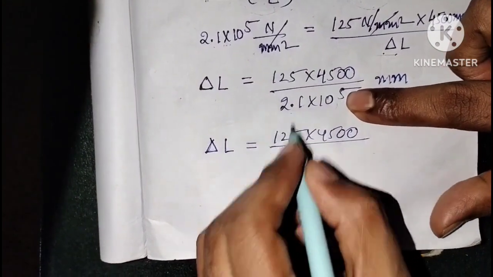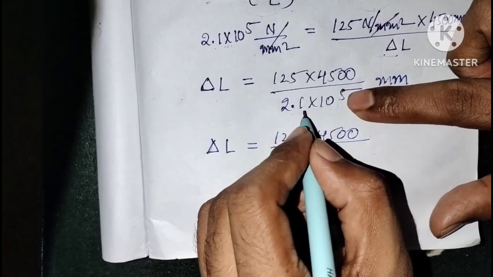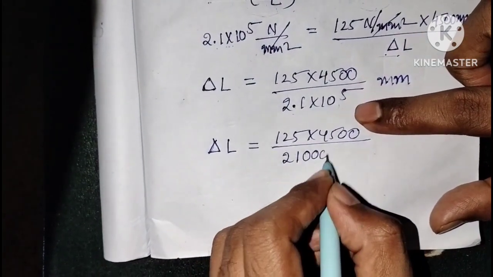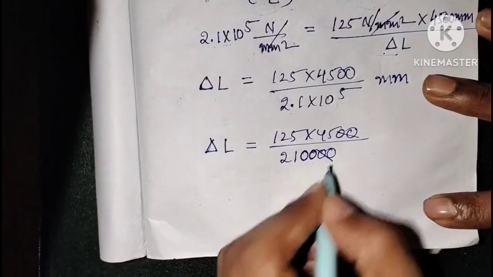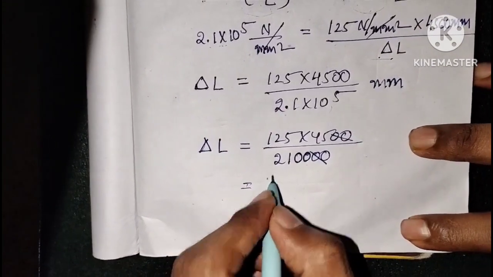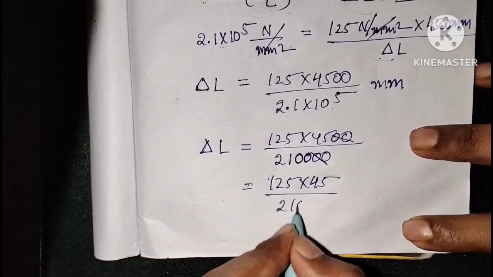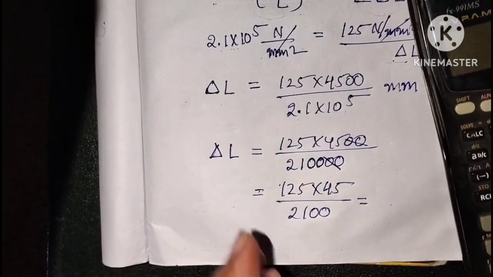So in total we have 5 zeros. We have to move this decimal point, any decimal places move cheyali? 5 places. So 2, 1, we have to keep 4 zeros. 2 zeros get cancelled, and we get 125 into 45 by 2100. Let us calculate this value.